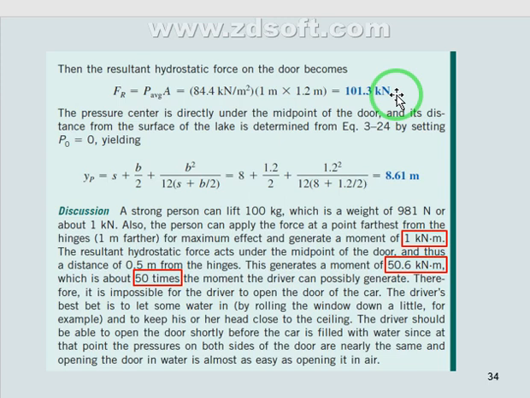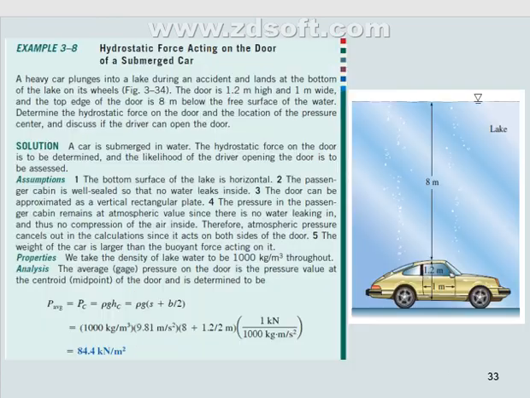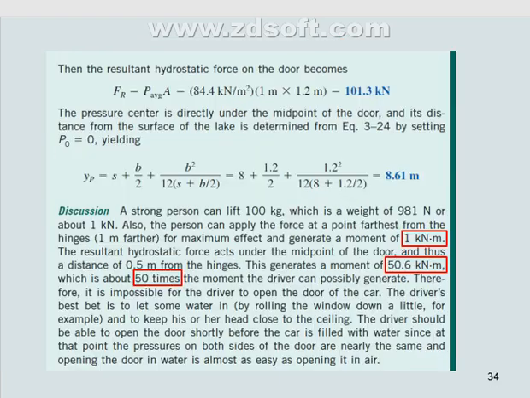So the only way to open the car here is to let water go inside. Then we have water pressure from inside, then it can be opened easily, right? Yeah, section 3.5 is not required from you guys.